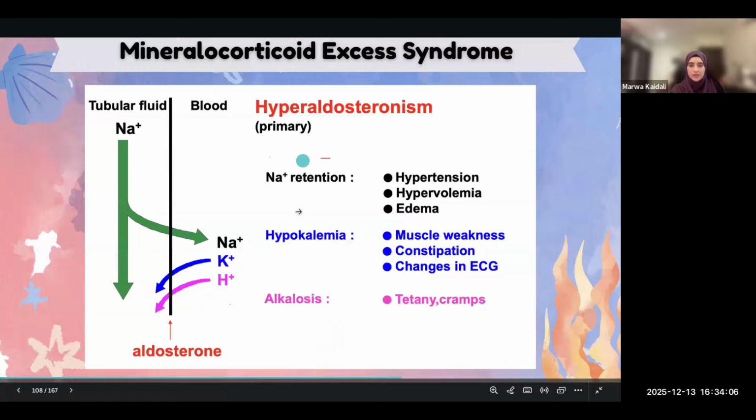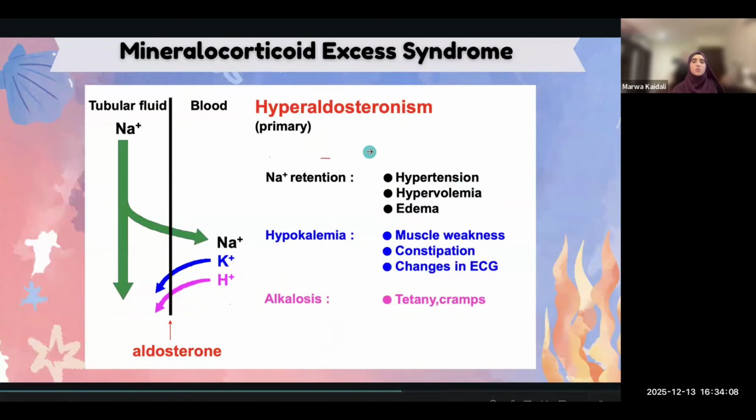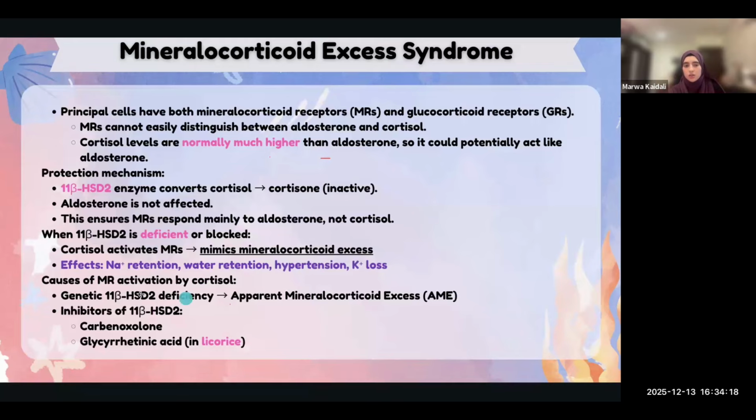Now let's talk more about the effects that we just talked about. So when we have high aldosterone, what's going to happen? We're going to have sodium retention. Excess cortisol binding is one cause. No, the cause of this disease is only when the enzyme is deficient.